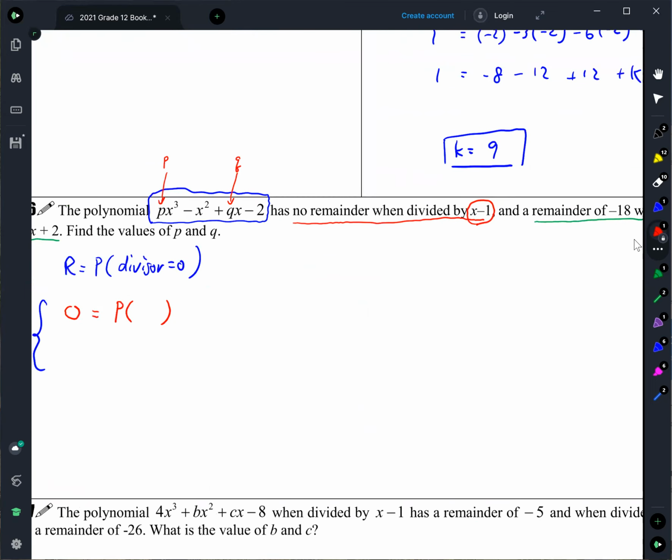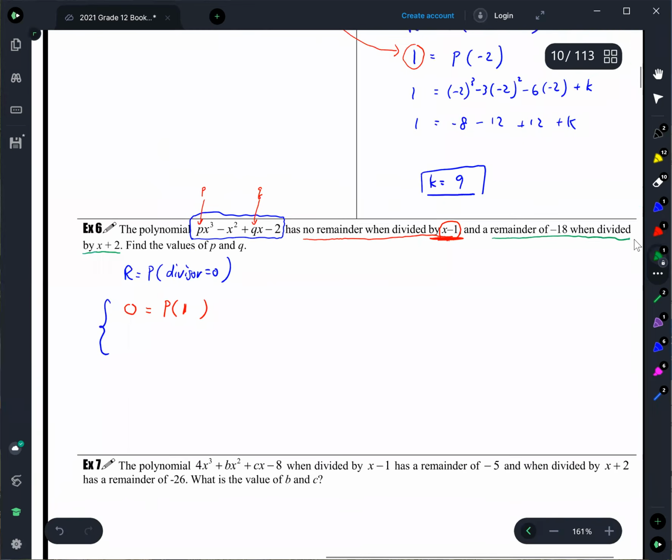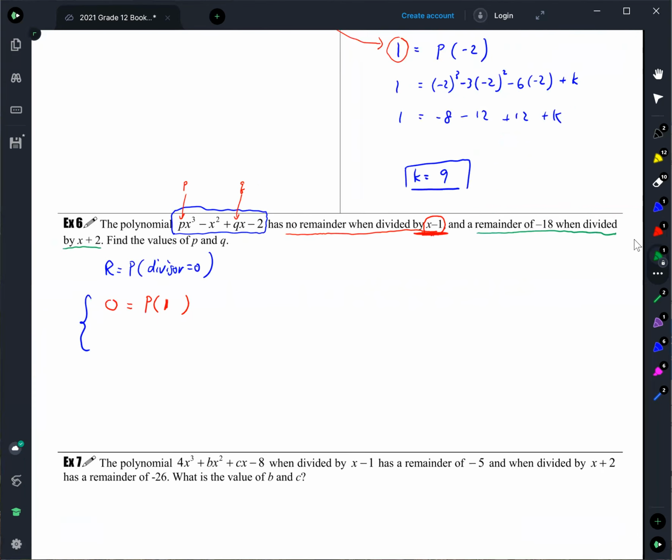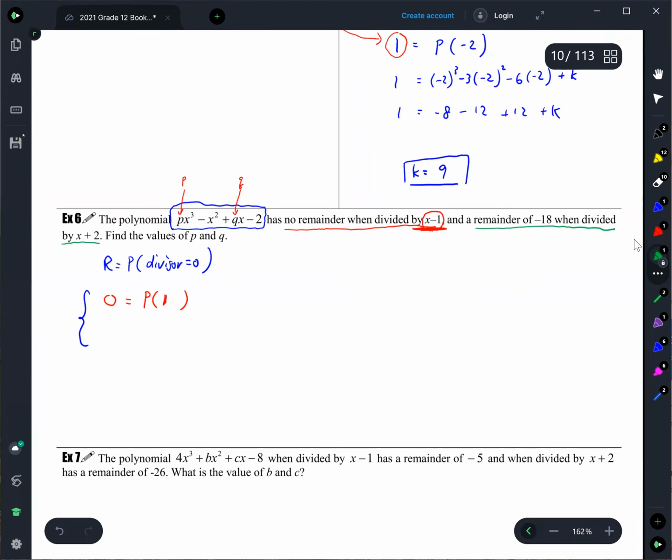If you want to divide it by x minus 1, what number would you plug in? 1. Yeah, and the remainder should be 0. So you have 0 equals P of 1. Okay, understand how we set that up? Now we're going to do the same thing for the green part. The green part tells you the remainder is negative 18 if you divide it by x plus 2. Okay, so Eric, how do we set up the second equation?